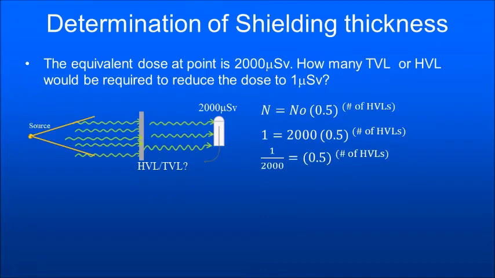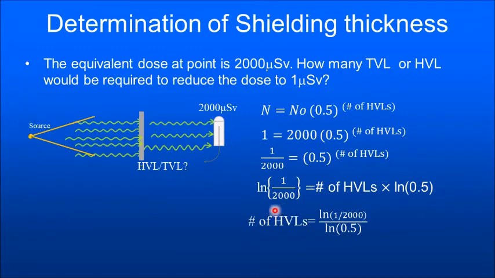I now rearrange this equation and take logarithm on both sides, and I get log of 1 by 2000 is equal to number of HVL into log of 0.5. So now I rearrange this equation again to get the number of HVLs is equal to log of 1 by 2000 by log of 0.5, which if I calculate will be 10.96 or 11. So basically, I would need 11 HVLs to reduce the dose from 2000 microsievert to 1 microsievert.